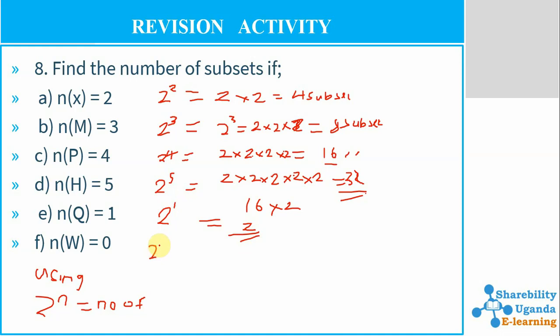Also, this is going to be 2 to the power 0. 2 to the power 0 is the same as 1. So here we are applying the mathematical concept that any number which is powered to 1 remains that number, then any number to the power 0 is 1. So that means in our part F, the number of subsets is only 1.